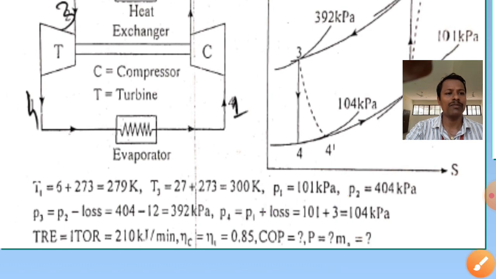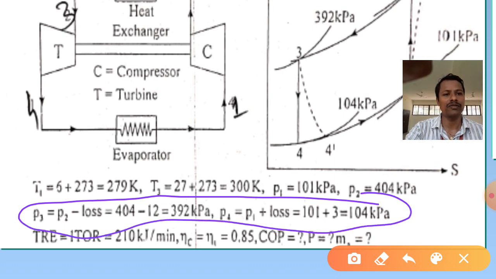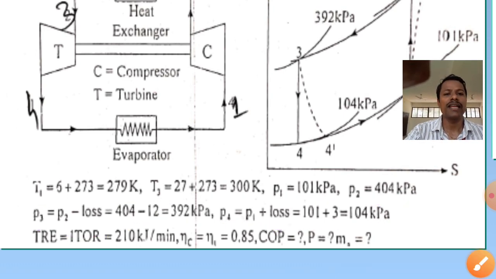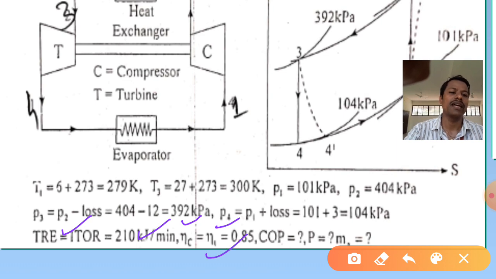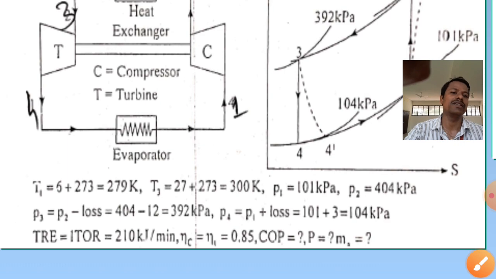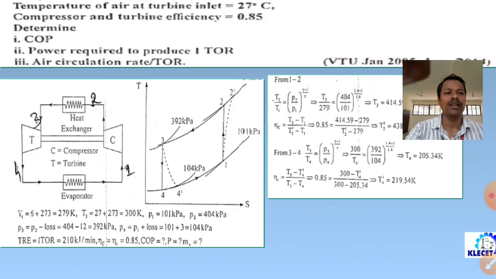In this problem statement, this is the main step. Writing P3 and P4 is the main step of this solution. So then again he has given the total refrigeration effect as 1 TOR, that is 1 TOR equal to 210 kilojoule per minute, we know that. Then compressor efficiency and turbine efficiency are given as 85%, and we are supposed to calculate COP, power and mass flow rate of refrigerant. So this is the problem statement.